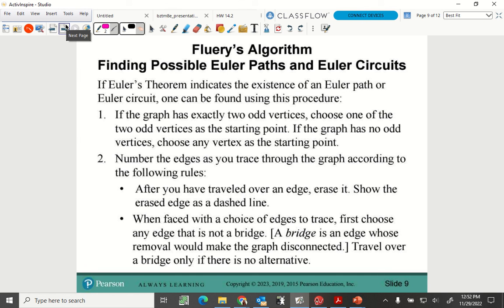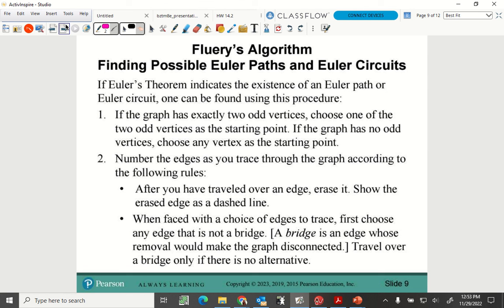Okay, so Fleury's algorithm, finding possible Euler paths and Euler circuits. Now, this is going to be key to doing a lot of these things, and it's going to save you time, effort, and headache. Euler's theorem indicates the existence of a Euler path or Euler circuit, and one can be found using this procedure. If a graph has exactly two odd vertices, choose one of the two odd vertices as the starting point. If the graph has no odd vertices, choose any vertex as the starting point. On the last one, we had two odds, so I started at one of them and ended at the other. So that works if I have two odds.